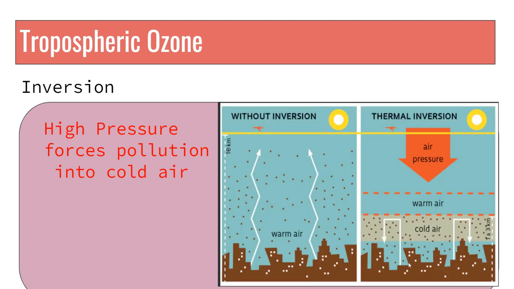So let's just review what's going on there. High pressure causes a thermal inversion by pushing the high pressure air, pushes gases downward, so it pushes the ozone from the stratosphere down into the troposphere.